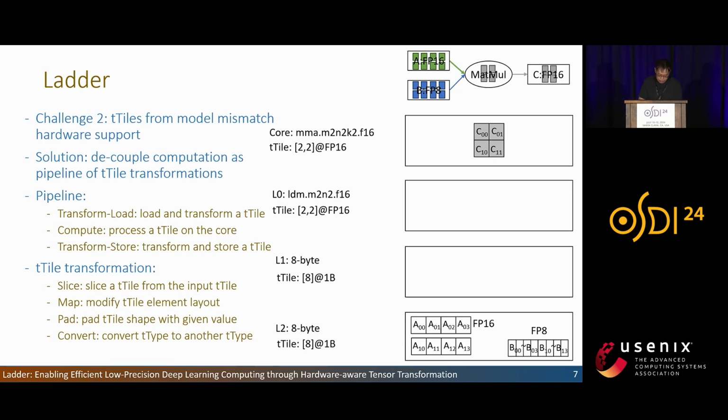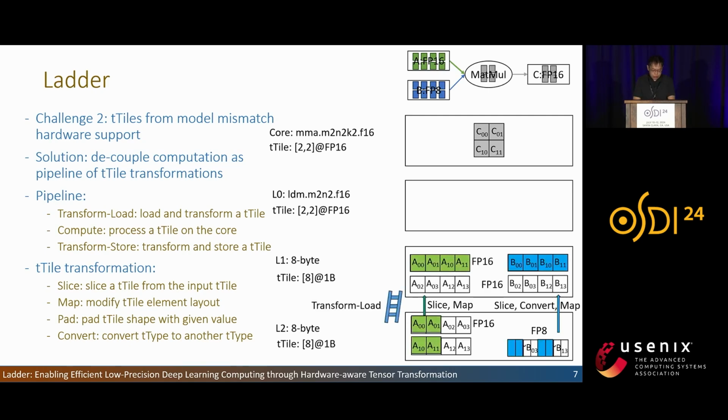Let's return to the example. The load of matrix A from L2 to L1 can be represented as a transform load with slice and map, while map modifies the data layout. And the load of matrix B from L2 to L1 can be represented as a transform load with slice, convert, and map, while the convert primitive converts the data type from FP8 to FP16.